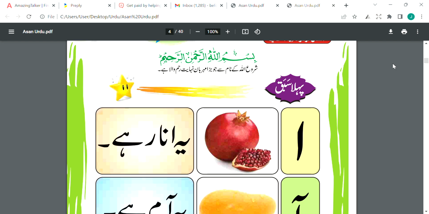Bismillahirrahmanirrahim. Now that we know the Urdu alphabet, let's put the alphabet together to make words.